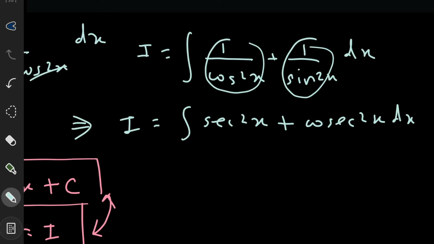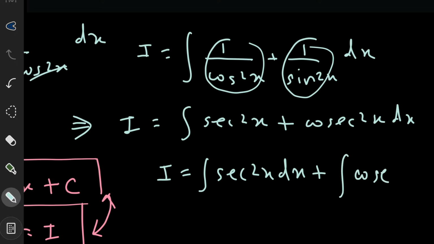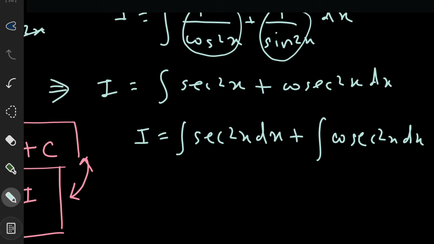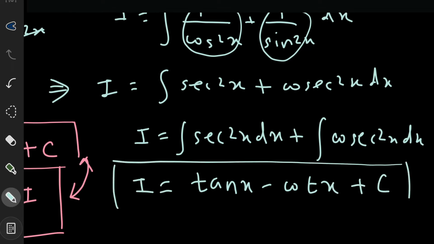In this type of situation we can just separate the integration sign. Therefore, I would be equal to the integration of sec square x dx plus the integration of cosec square x dx. Now remember that the integration of sec square x is equal to tan x, and the integration of cosec square x is negative cot x. Therefore, plus and minus becomes minus cot x, plus the constant c, and this is the value of I. So here we have got the second value of I, that is ultimately the second value for our integration.